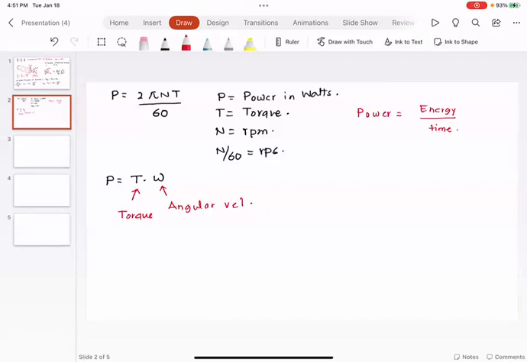Same thing happens in power transmission. So let me give you a very simple example. Power transmission, P is given as T times omega. T is the torque, omega is the speed. How many of you have driven a stick shift vehicle?